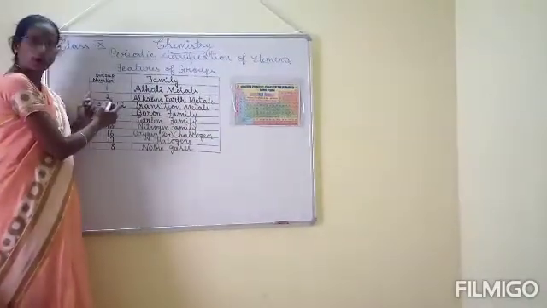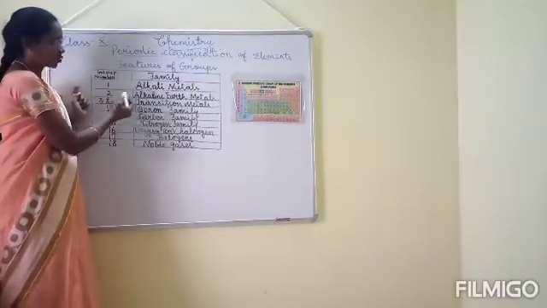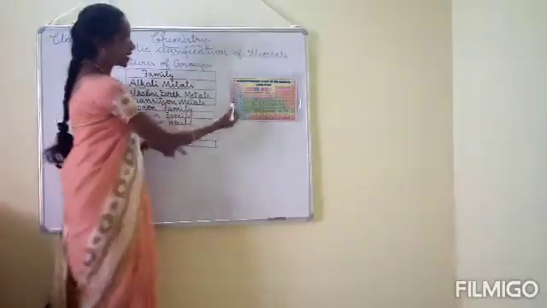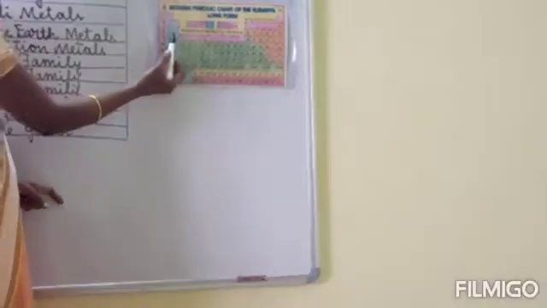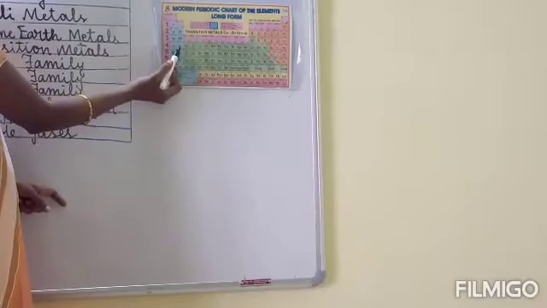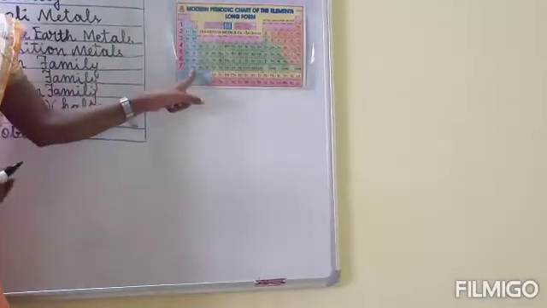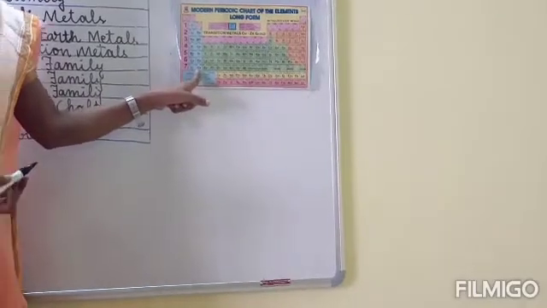Come to the second one. Second group elements are called alkaline earth metals. So where is the second group? This is the second group: beryllium, magnesium, calcium, strontium, barium, radium. These are called the alkaline earth metals.